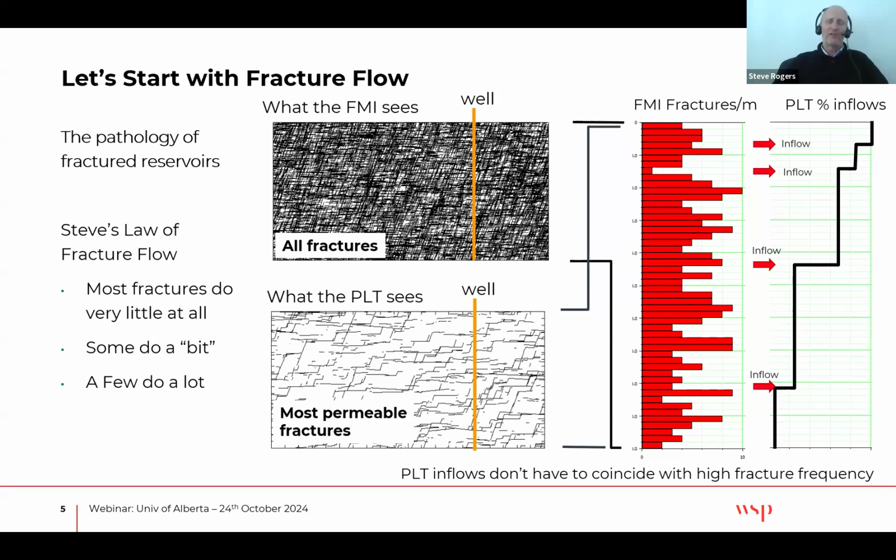And then we'd start to realize, well, that's a little bit more how we see the networks behave when we actually look. So on the right-hand side, that red histogram is sort of what your FMI log might show in terms of fracture count down a hole. But when we actually look at inflows into the well, they come in very, very discrete steps. And often you might have just a few inflows over quite a long period. And it led me, in a moment of vanity, to coin what I call Steve's law of fracture flow, which is most fractures do very little, some do a bit, a few do a lot.